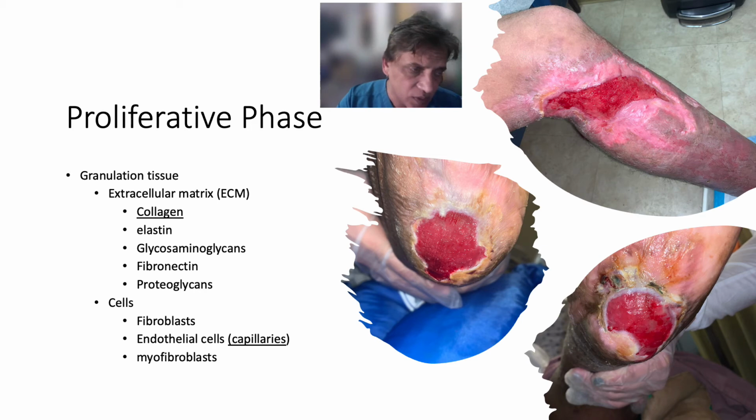The cell components of the ECM are the fibroblasts, which make the extracellular matrix, the endothelial cells, which form the capillaries, and the myofibroblasts, which are involved in wound contraction. So your proliferative phase is a phase that results in formation of granulation tissue that has two components, cellular components and the extracellular matrix, which is predominantly collagen and other extracellular components, as noted here, glycosaminoglycans and proteoglycans.